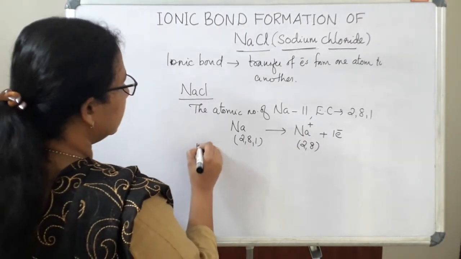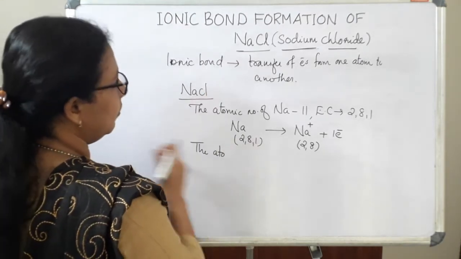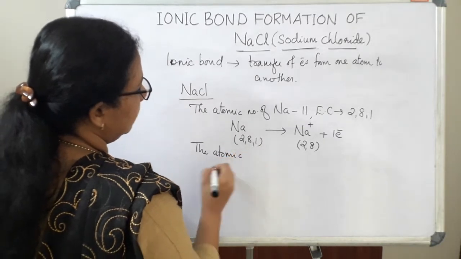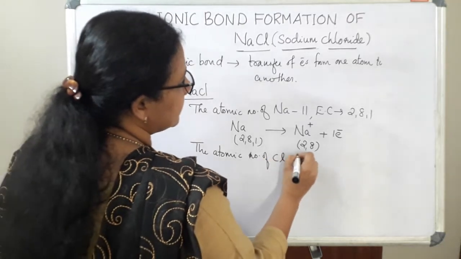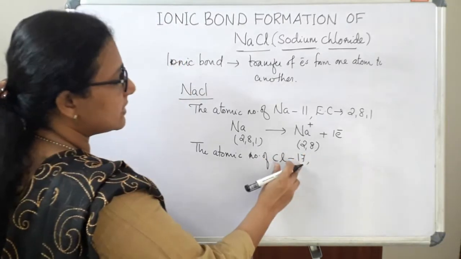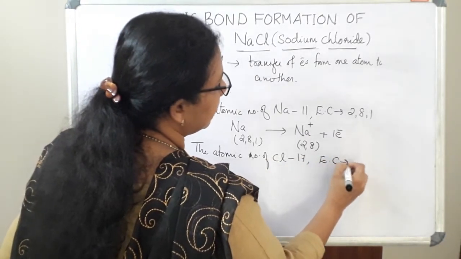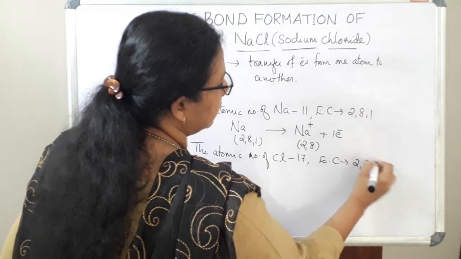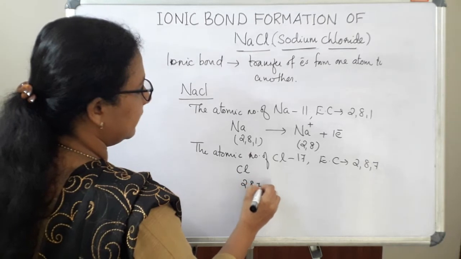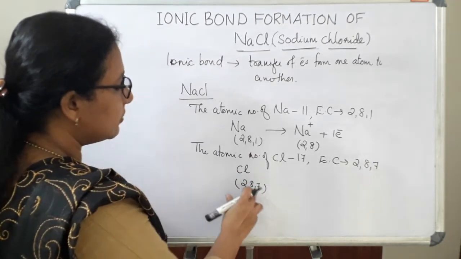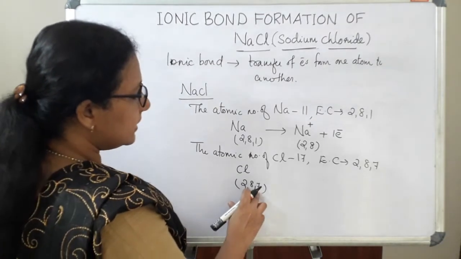Now let us see the atomic number of chlorine. So there is a sodium atom and a chlorine atom. The atomic number of chlorine is 17, so there are 17 electrons. Now the electronic configuration is 2,8,7.